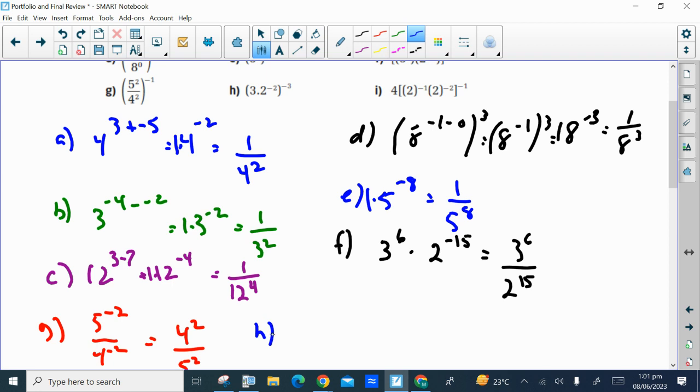Question H. You've got a base of 3.2 to the power negative 2, and that's all raised to the negative 3. Multiply the exponents. Negative 2 times negative 3 is positive 6. Base stays the same. And we have a positive exponent, so there's nothing else that we have to do.